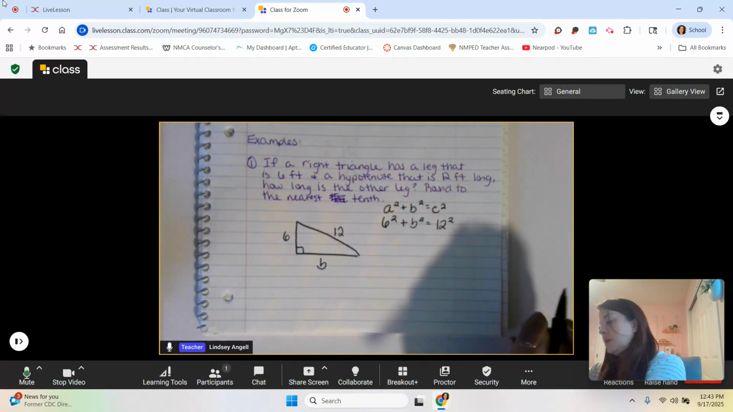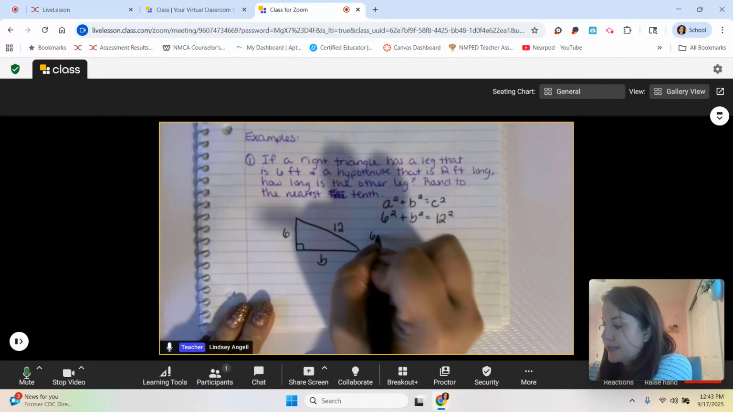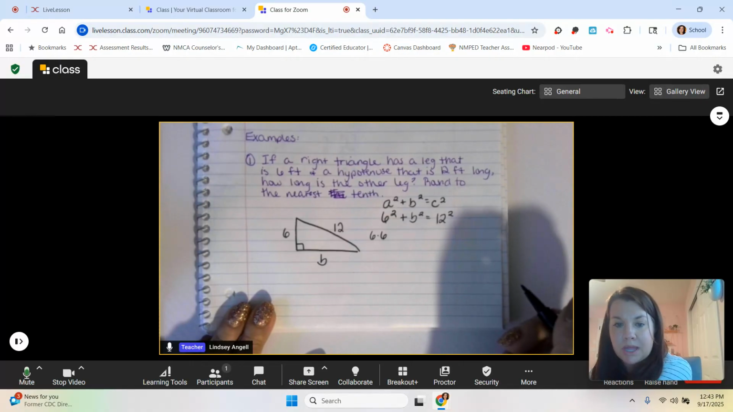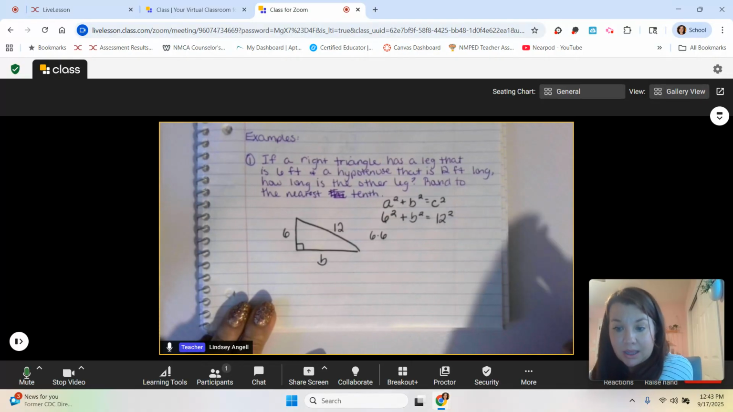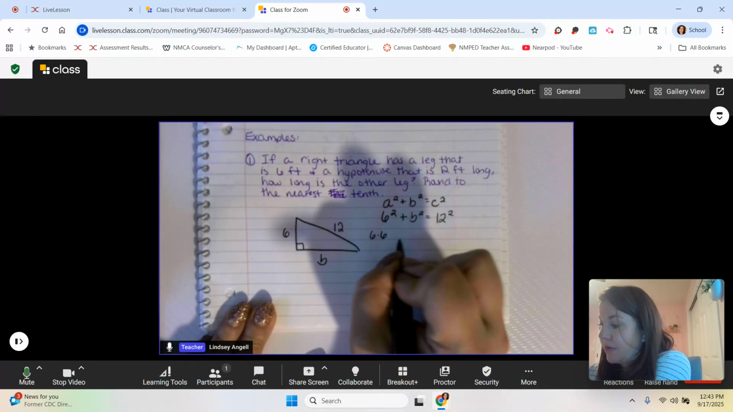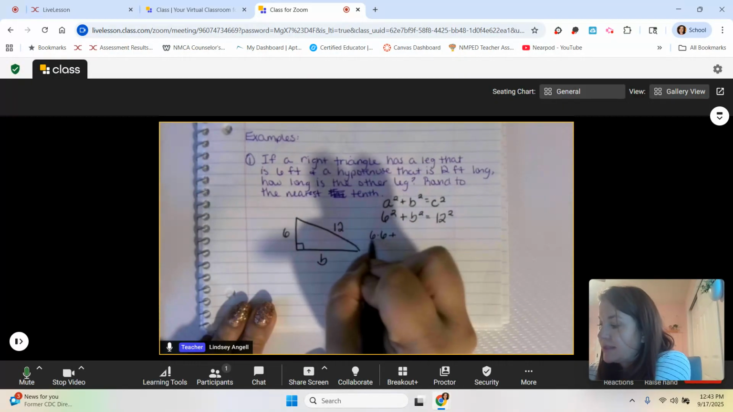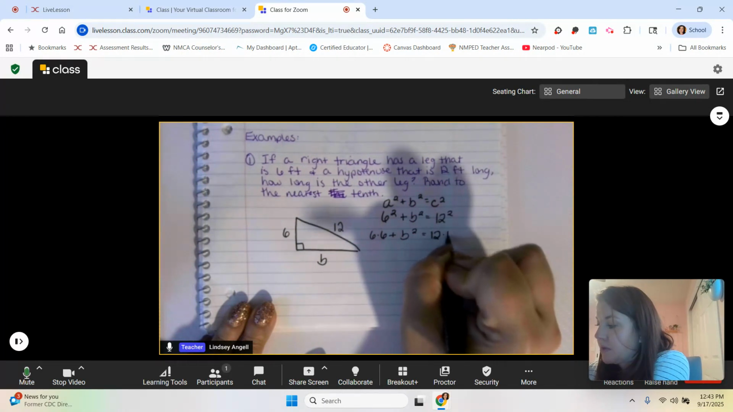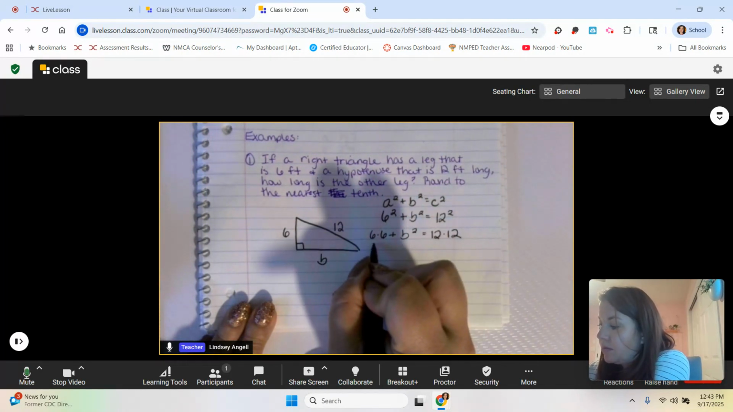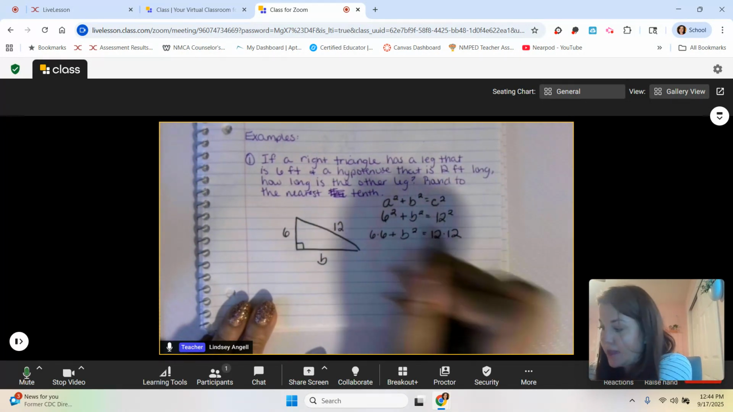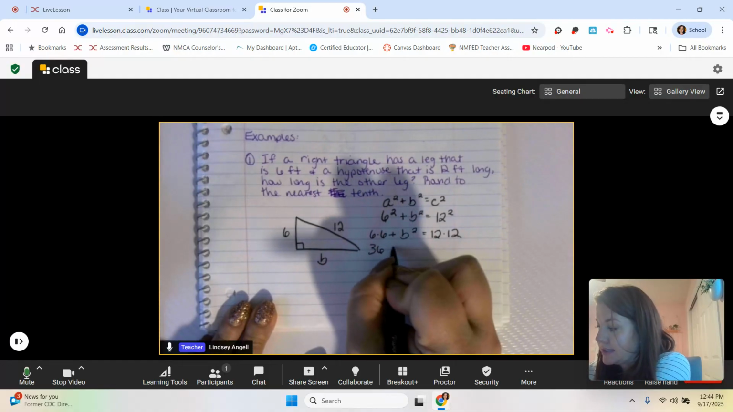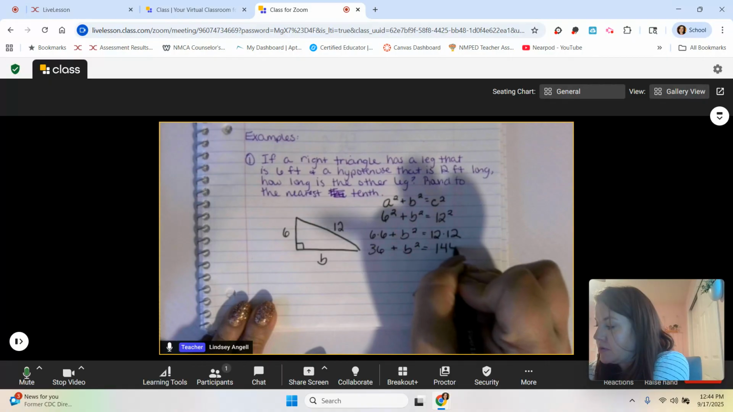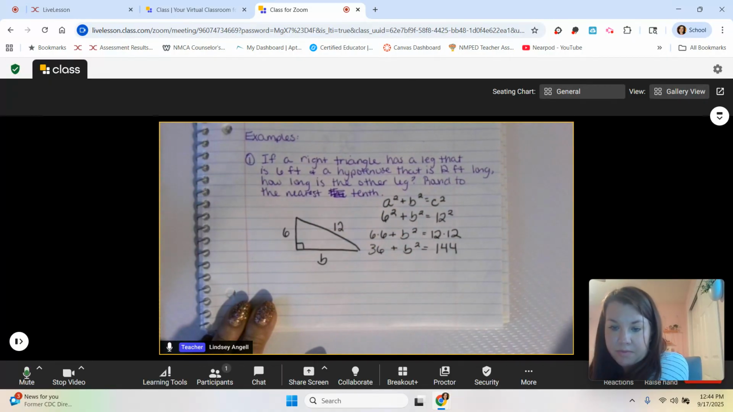Remember, squaring a number is the same thing as saying 6 times 6. The base tells us what we're multiplying, the exponent tells me how many of them to multiply together. So this is going to be 6 times 6, then we still have b squared equals 12 times 12. 6 times 6 is 36, plus b squared equals, and 12 times 12 is 144.